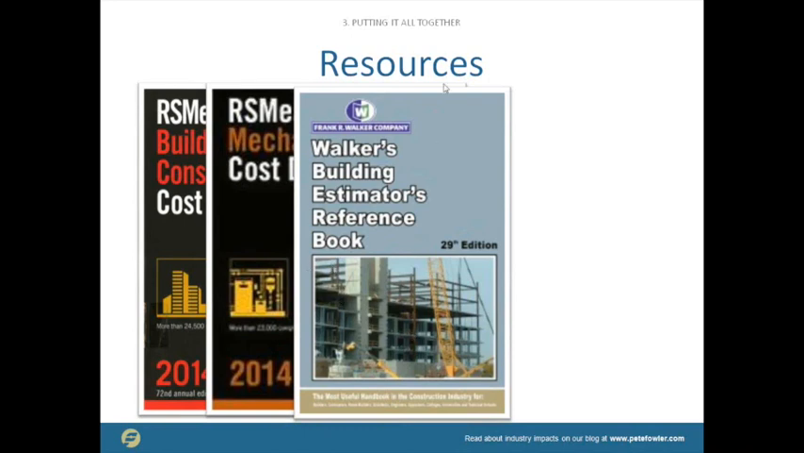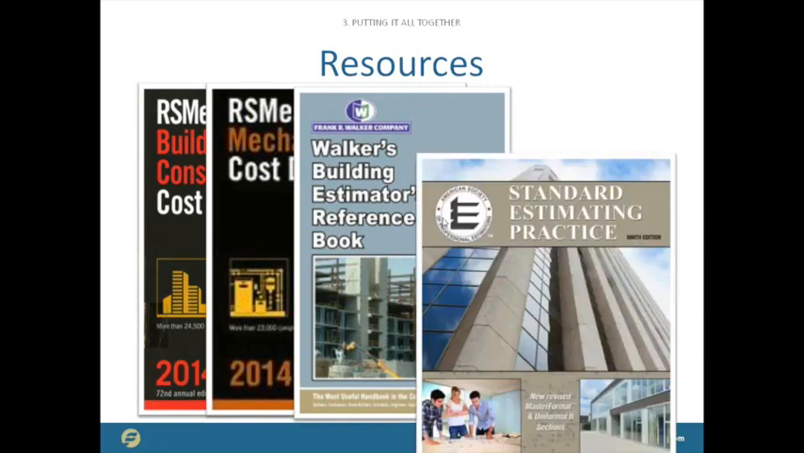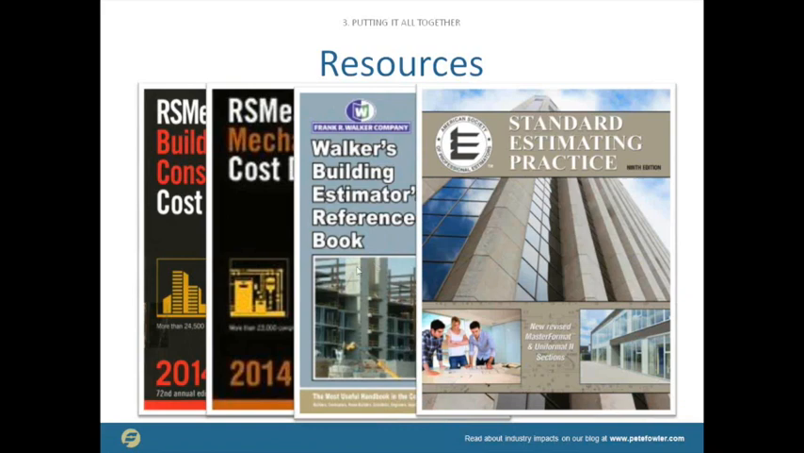If you don't know how to do a particular assembly, this book will tell you. It's like 2 inches thick and hundreds and hundreds of pages long. You can learn more about construction by reading this book than most others in the construction business. And the American Society of Professional Estimators has a standard estimating practice, which is essentially the gold standard for how to put together a construction cost estimate.